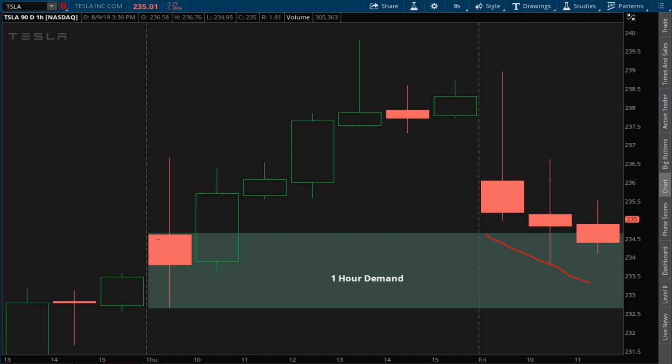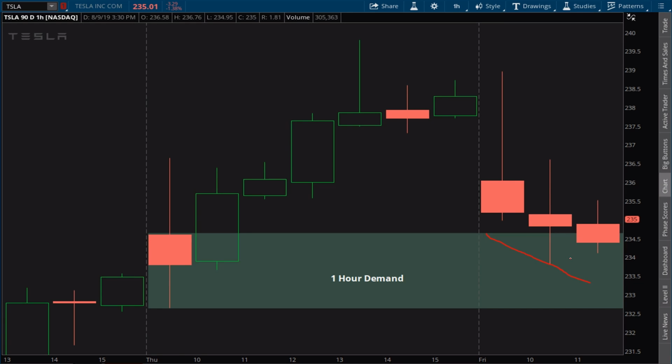But some of you are like, we're in demand. I'm going to hop in calls because it's known to bounce here. That's totally okay. But I want to wait for confirmation. That's just the way I trade. So this doesn't look good for a bounce here. This doesn't look good for a long position. This doesn't look good to buy calls down here, right?